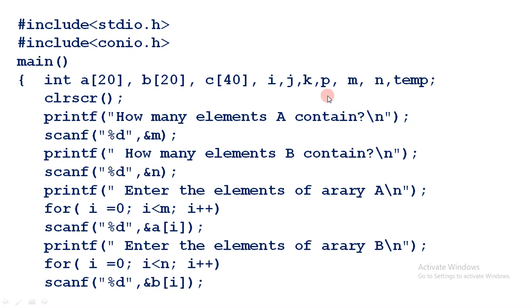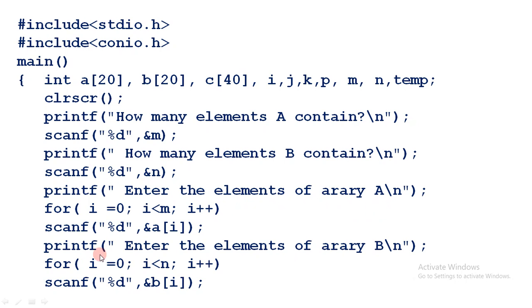Okay, I, J, K, they are the loop indices. This is also a loop index, we will see later. M is the number of elements in A and n is the number of elements in B, and temp is a variable that is set forth in order to implement bubble sorting, because arrays are to be sorted first. So how many elements does A contain? M. How many elements will B contain? N.